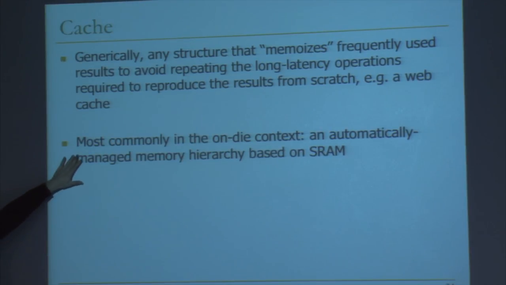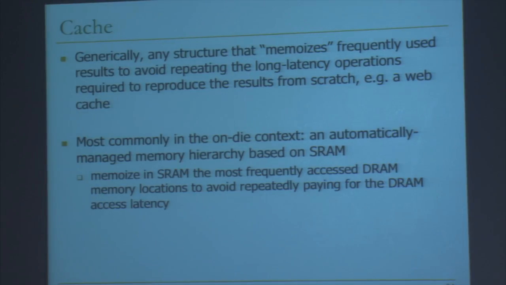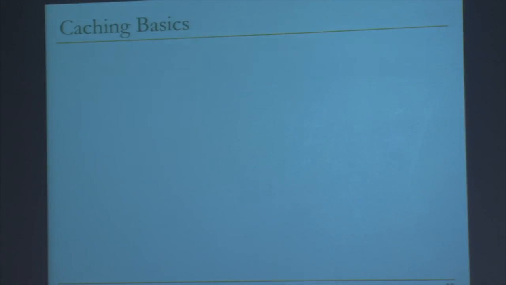But we'll talk about the on-die or hardware context. In the on-die context, it's an automatically managed memory hierarchy, usually based on SRAM, although that doesn't have to be the case. We'll talk about how the cache is designed in hardware. One way of using cache is to memoize in SRAM the DRAM memory locations you access most frequently, to avoid repeatedly paying for the DRAM access latency. That's what most processors today do.